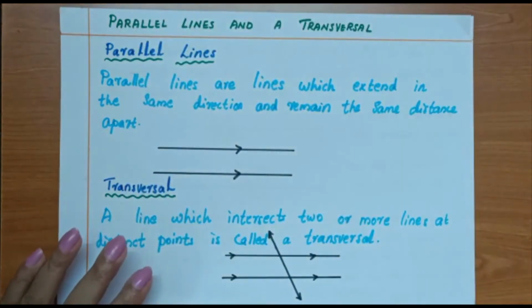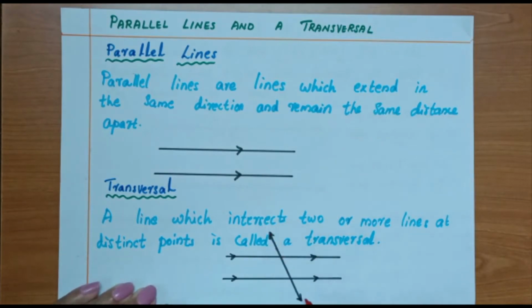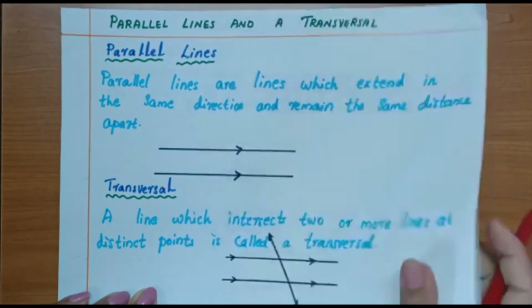Then what is a transversal? A line which intersects two or more lines at distinct points is called a transversal. When we draw a line that is intersecting the two parallel lines, that line is called the transversal. A line which intersects two or more lines at distinct points is called a transversal.